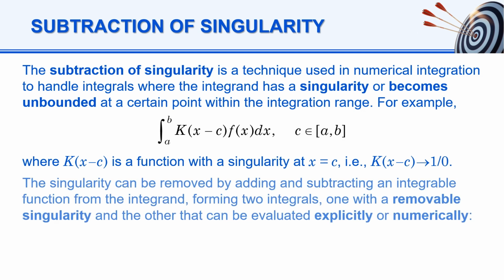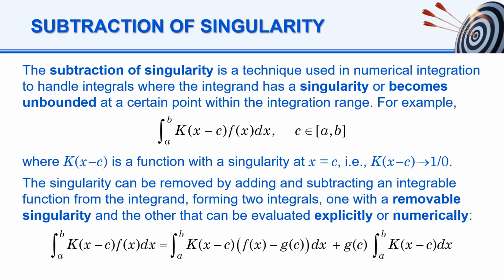The singularity can be removed by adding and subtracting an integrable function from the integrand, forming two integrals, one with a removable singularity and the other that can be evaluated explicitly or numerically. In the following step, we add and subtract g(c) from f(x) under the integral sign. The first integral yields 0 by 0 indeterminate form, while the second integral can usually be integrated to eliminate the singularity.